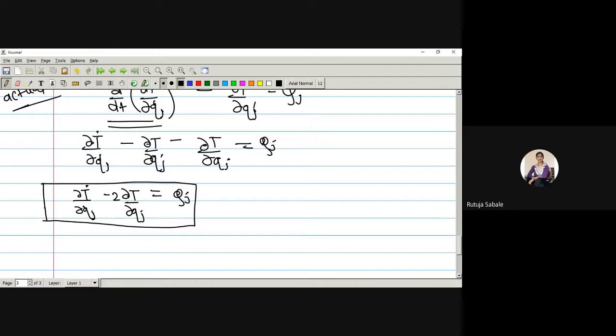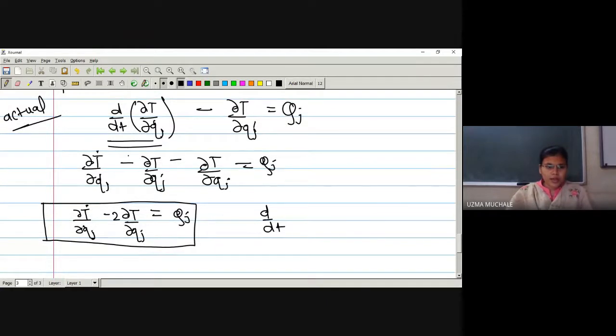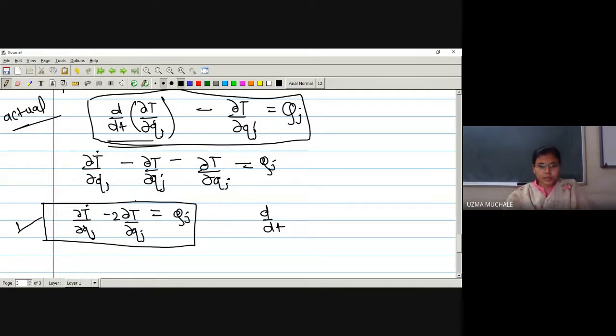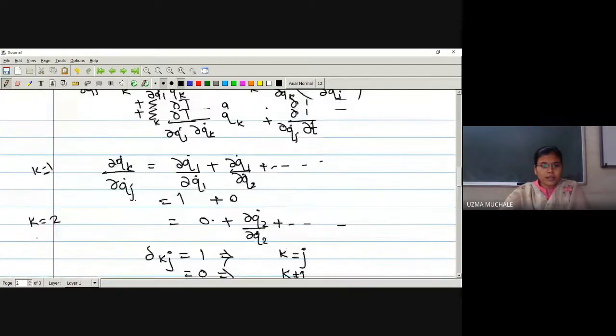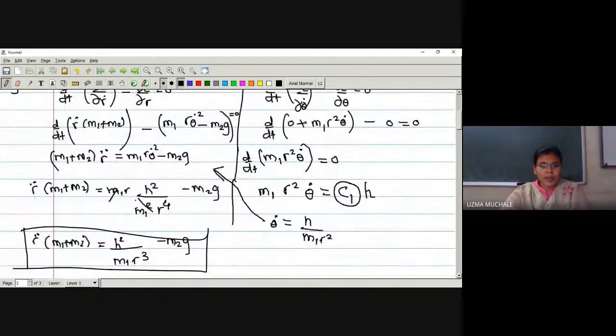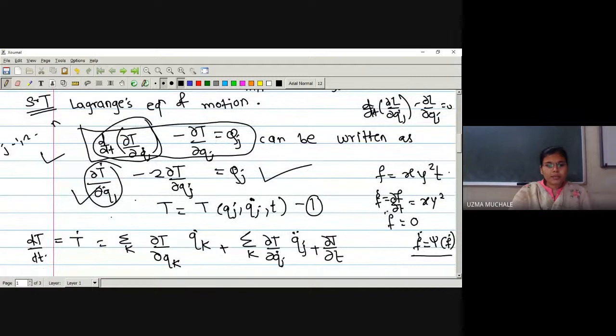Yes, ma'am. So this is another form of Lagrange's equations of motion. What is the actual form is d by dt of, okay, this is our actual form, right? And this is the form that we have derived. So what is our procedure in this proof? We want to prove that the Lagrange's equations of motion can be written in this form.